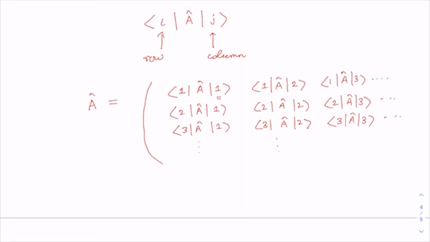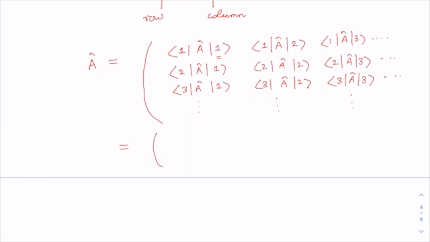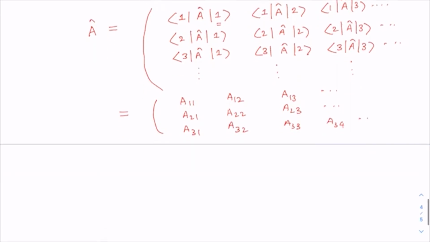So we'll have a total n by n. If it is n dimensional, then you will have n square elements. This can be written in shorthand notation as A11, A12, A13, then you'll have A21, A22, A23, you'll have A31, A32, A33, A34, and so on. I hope you are getting the idea. You will have a big matrix depending on the dimension.